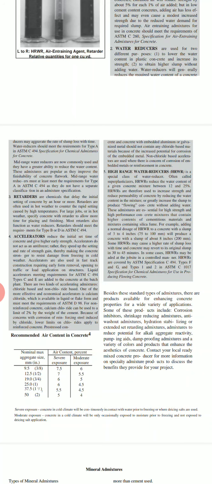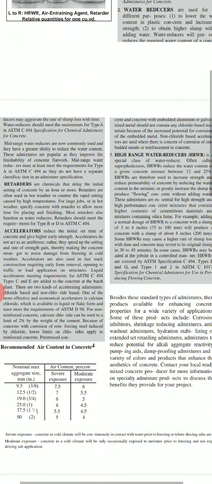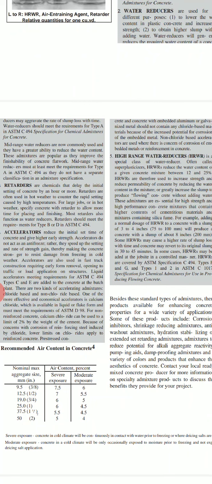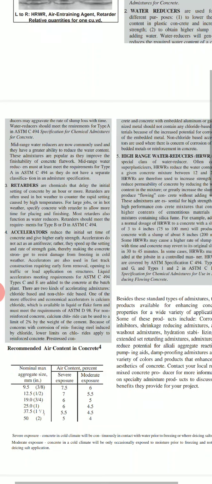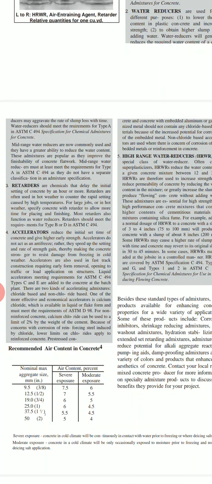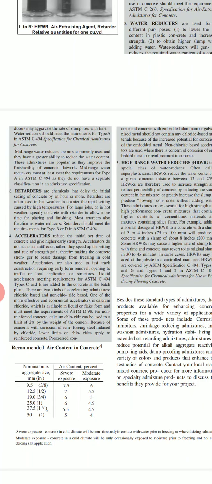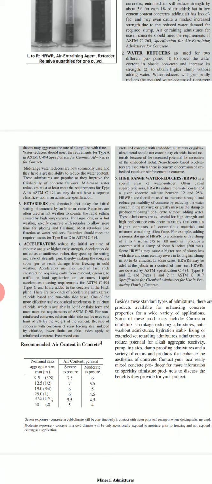So for that, what I should do is add retarders. By adding retarders, you can keep the concrete in a flowable or mobile condition for a longer time. Retarders are often used in hot weather to counter the rapid setting caused by high temperatures. Yes, as we know, when the temperature increases, it sets very fast. For larger jobs or in hot weather, specify concrete with a retarder to allow more time for placing and finishing. Most retarders also function as water reducers.